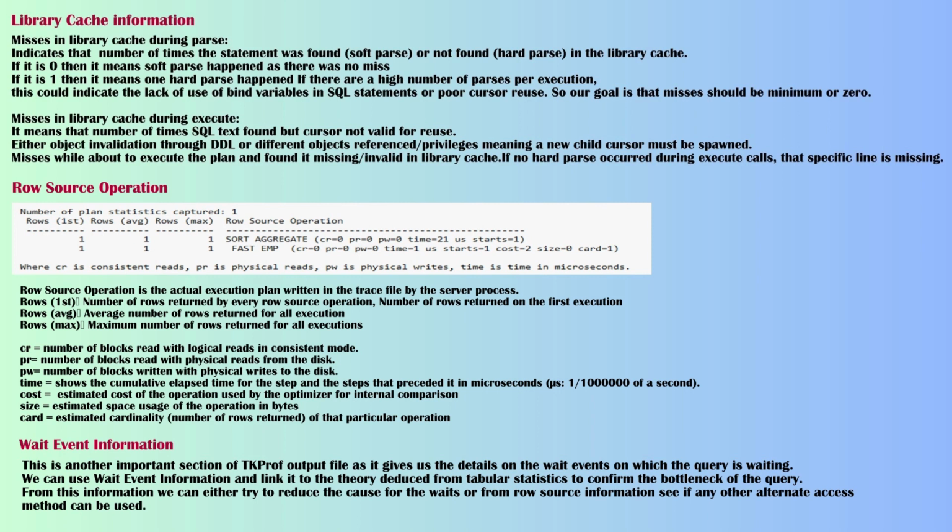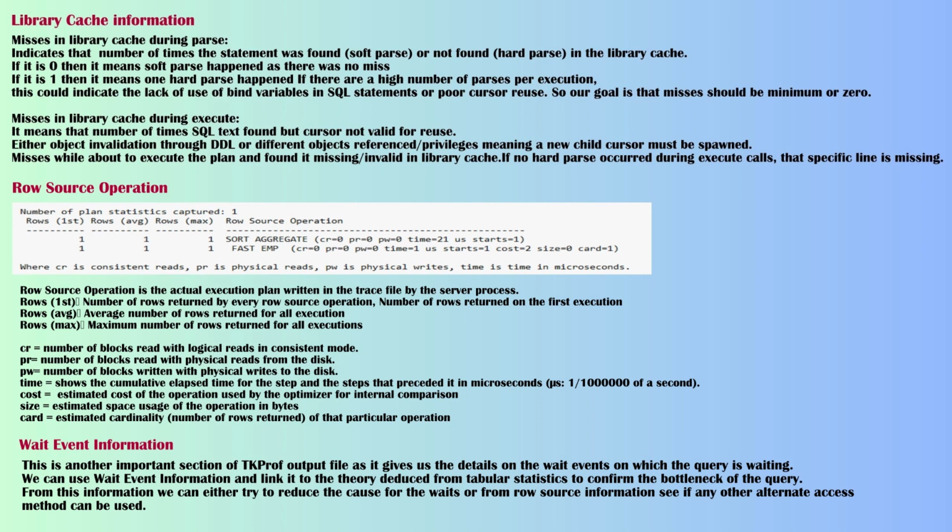Misses in library cache during execute. It means the number of times the SQL text was found but the cursor was not valid for reuse, either due to object invalidation through DDL or different objects referenced or privileges, meaning a new child cursor must be spawned. These are misses while about to execute the plan, where it was found missing or invalid in the library cache. If no hard parse occurred during execute calls, that specific line is missing.